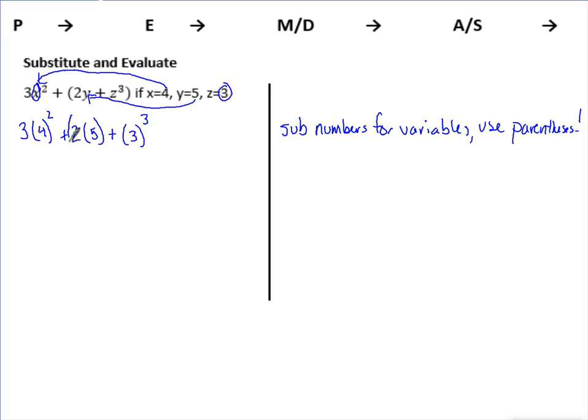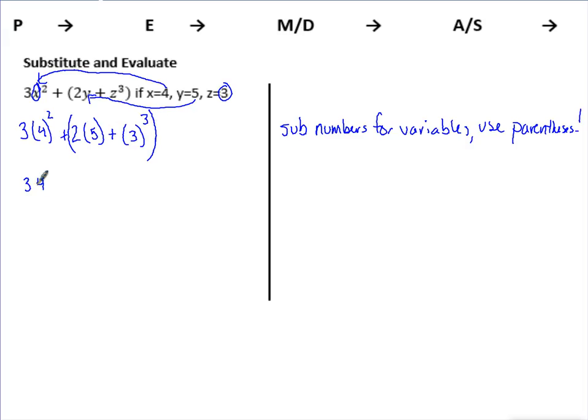And whoops, I forgot to copy this down correctly. So now I do have operations inside the parentheses. So the first thing I'm going to do is simplify this set of parentheses as much as I can. So I'm on to my next letter, E. So inside the parentheses, do I have any exponents? Yes, I do. So I'm going to do that operation first.